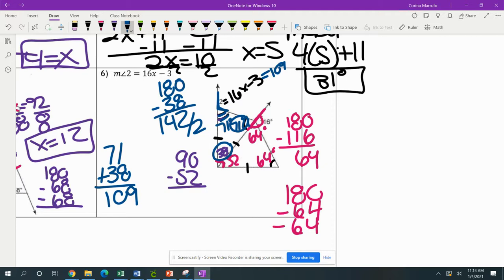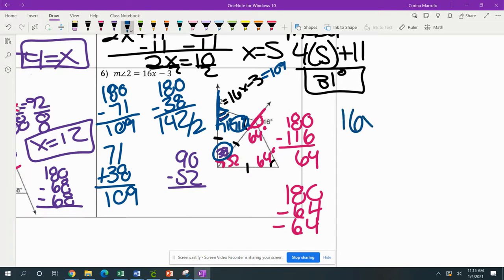Okay, that's not the only way. Since angle 2 and the 71 make a straight angle, you could have done 180 minus 71. That would have also given you 109. So there's not always one way to do these problems. You just need to remember the rules.